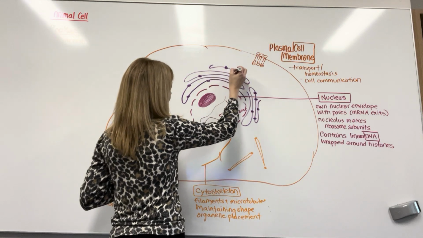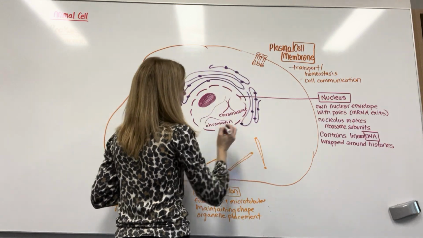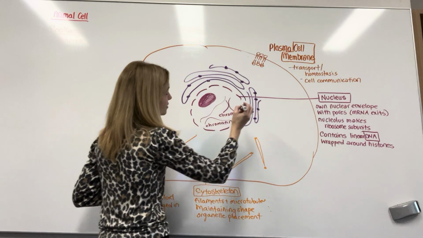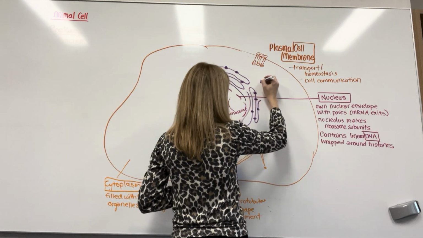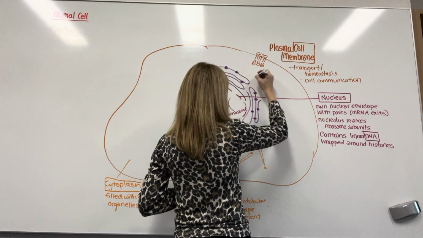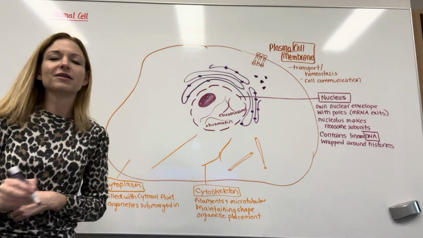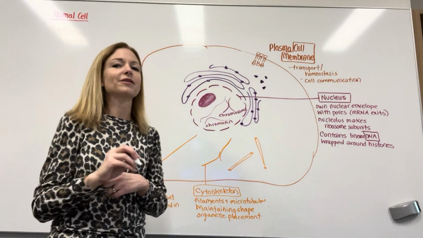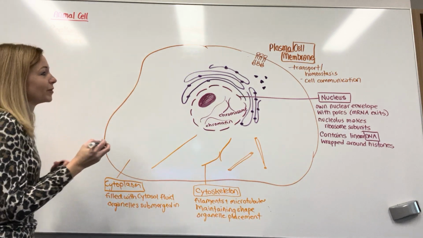So here's my little ribosomes. On my rough ER, it should have ribosomes. There's also free ribosomes over here. And they're really tiny. They don't have a membrane. They have two little subunits. By the time we get done with translation, you're going to know that so well. So I don't need to worry about it terribly much now.